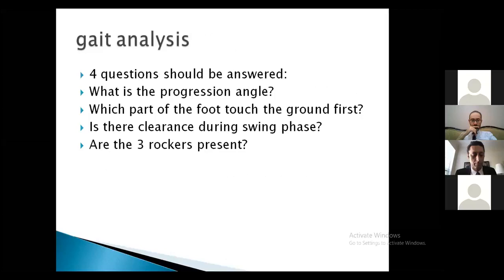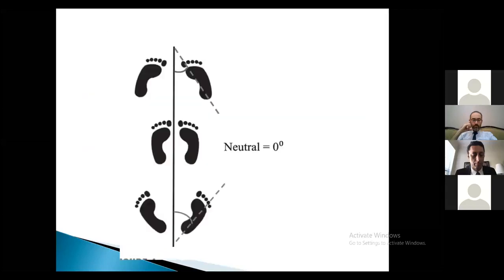Gait analysis: 4 questions should be answered. What is the foot progression angle? Which part of the foot touches the ground first? Is there clearance during the swing phase? Is the 3 rockers pattern present? This is what is called foot progression angle. At the middle, it is neutral, 0 degrees. Proximal in-toeing gait and distal external toeing gait.